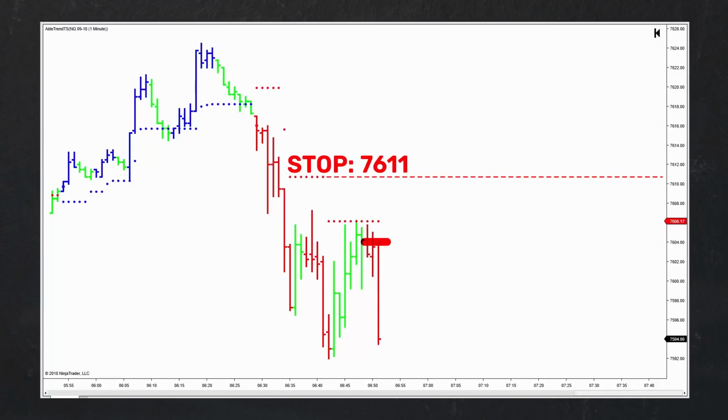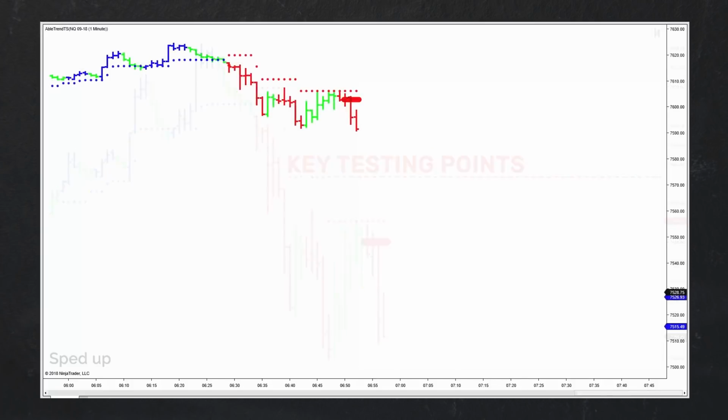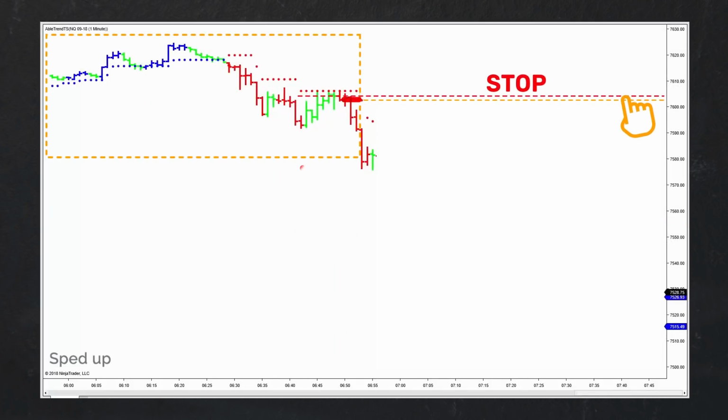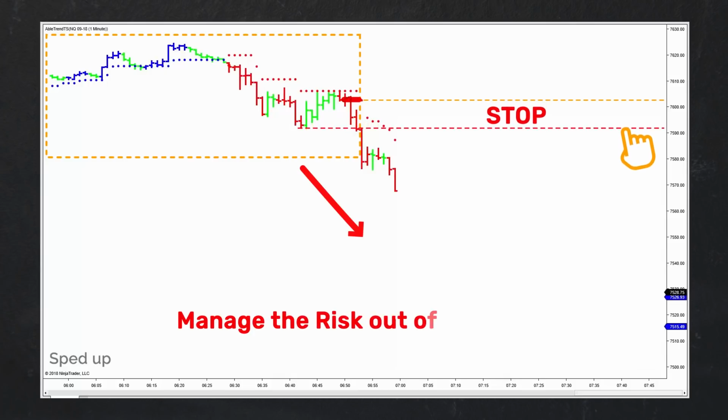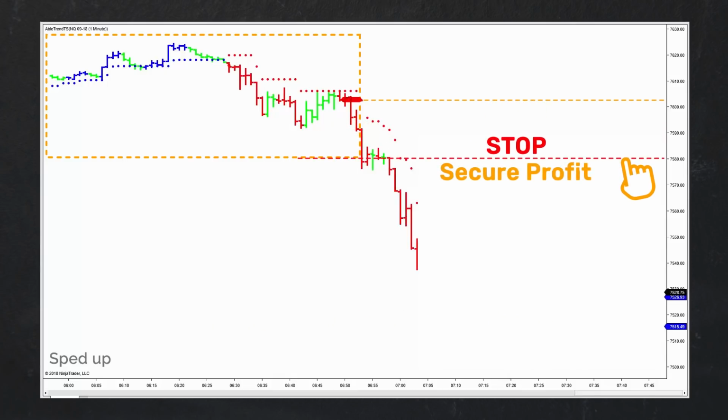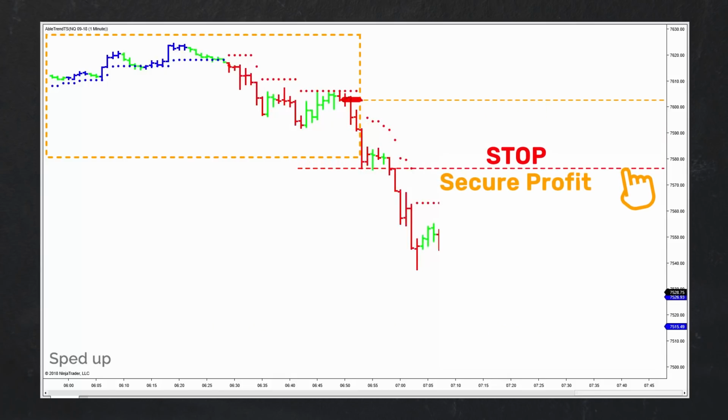Here it's our exclusive algorithm that's doing the heavy lifting, as the dots are able to reveal the key testing points and get us in as close as possible to the sweet spot. Once prices start moving in the right direction, you'll have a chance to move the stop in and manage the risk out of the trade and begin to secure profit. It's the dots that take care of this task as well.